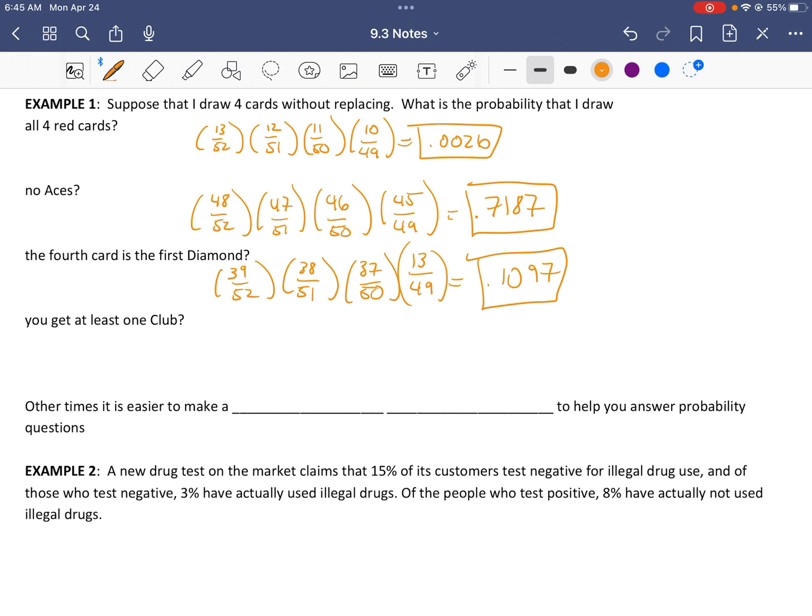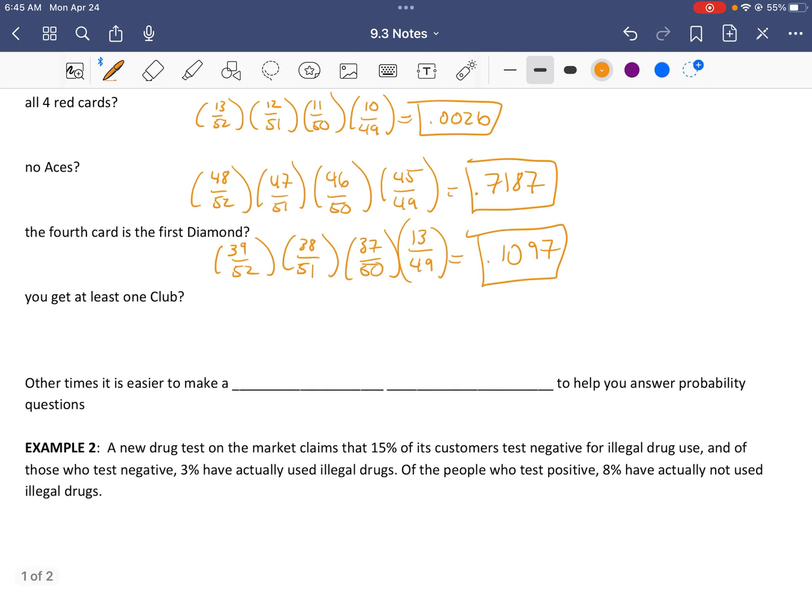All right, well, final question on the deck of cards. What's the probability you get at least 1 club? Well, this is what we've talked about: when you have the language at least, it gets pretty difficult. That means it could be 1, it could be 2, it could be 3, and it could be 4, and all the combinations that those could happen. So if you do this straight probability, then it will be quite difficult. Not impossible, but quite difficult. So we're going to do the complement.